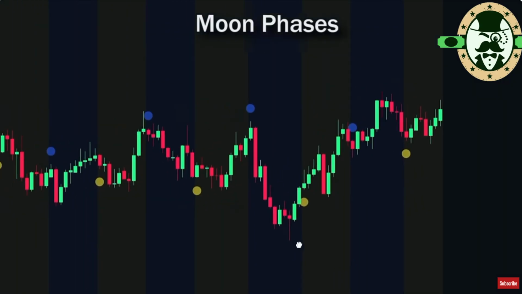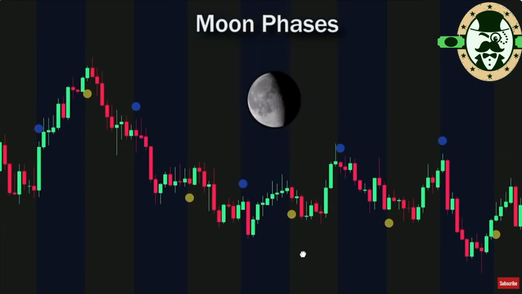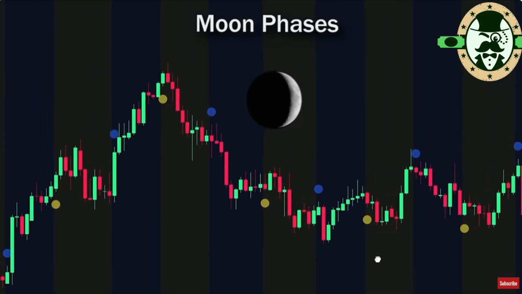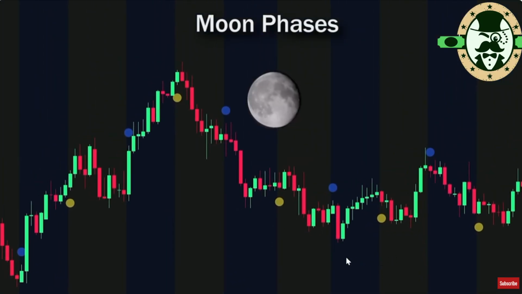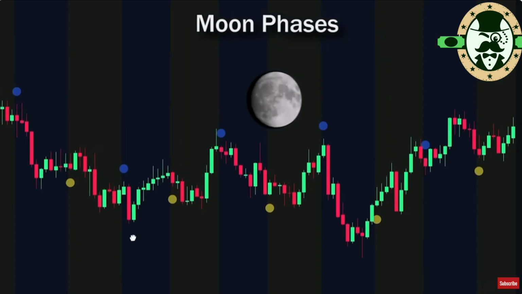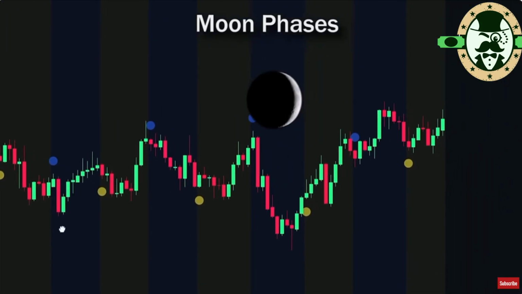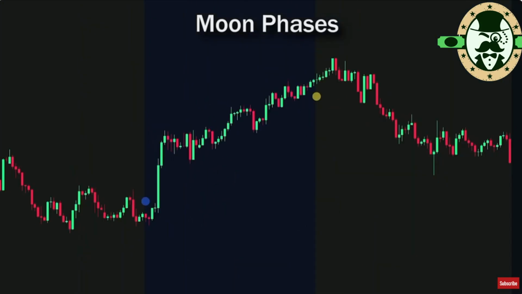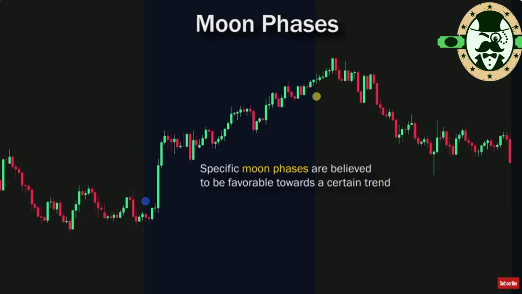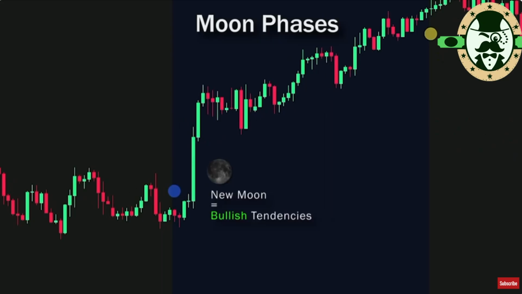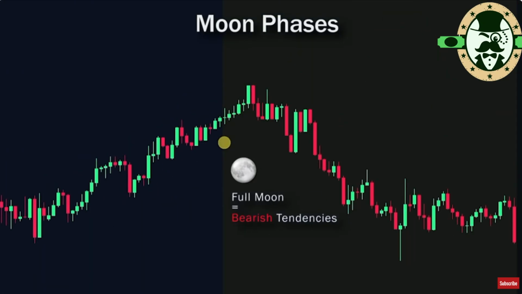The 8th strategy we're going to look at is moon phases. Moon phase trading is a trading approach that uses the lunar cycle to determine when to trade. The theory behind moon phase trading is that the moon's gravitational pull affects the tides and also affects the behavior of humans, which could impact their financial decisions. Specific moon phases are thought to favor certain trends. A new moon often signals bullish markets, while a full moon often signals bearish markets. Today, it's mostly used as a confirmation tool.